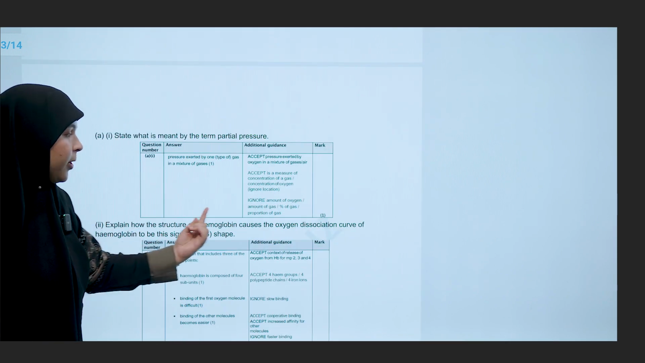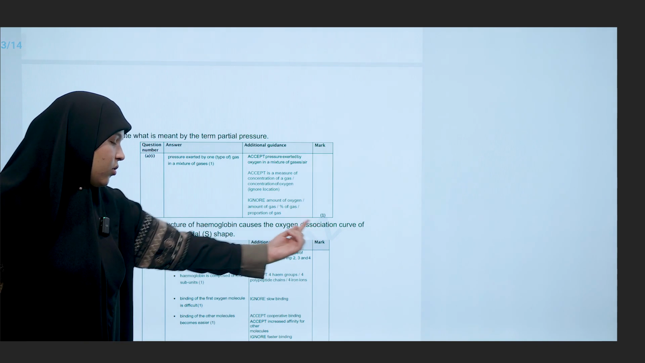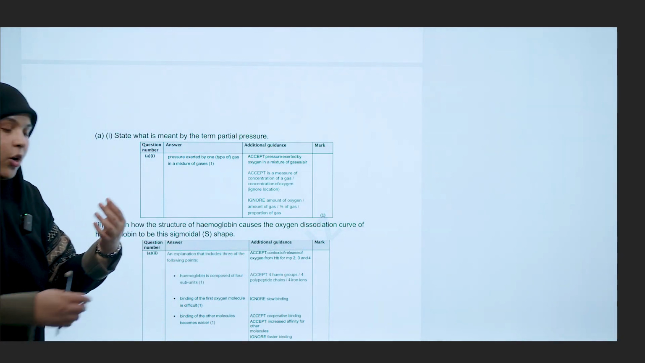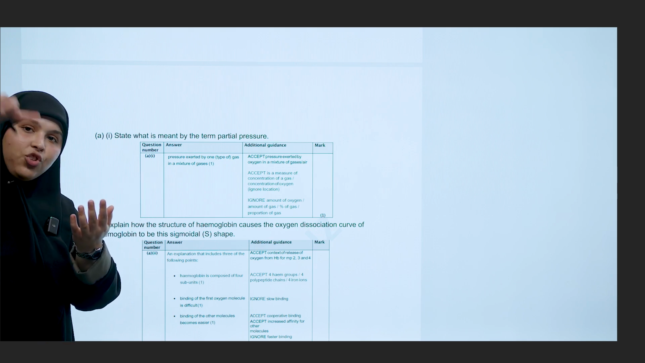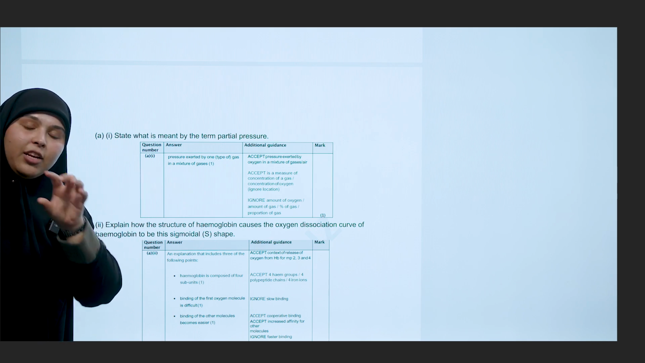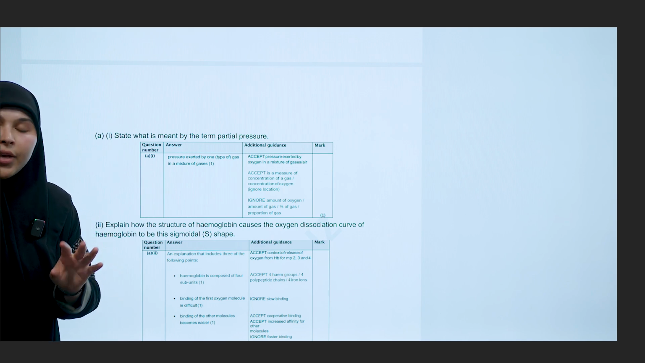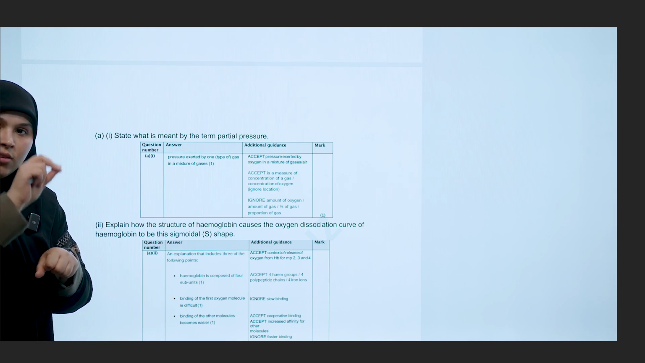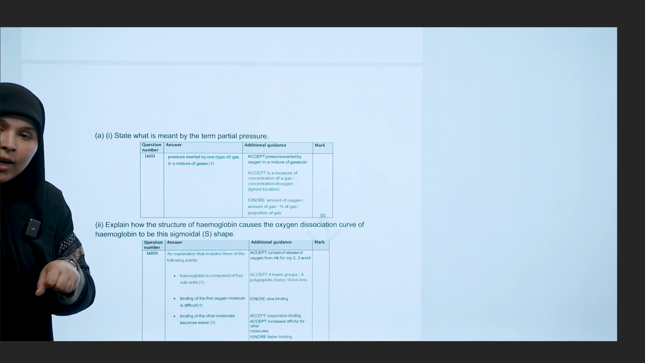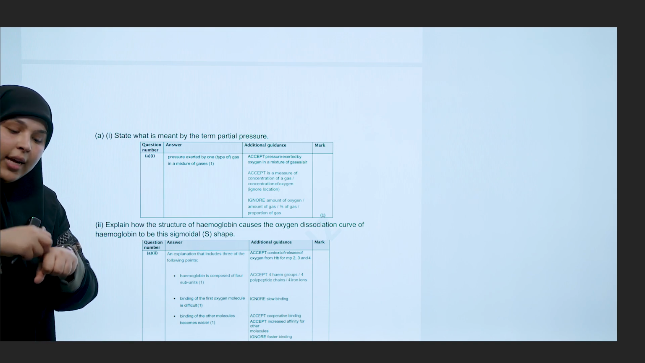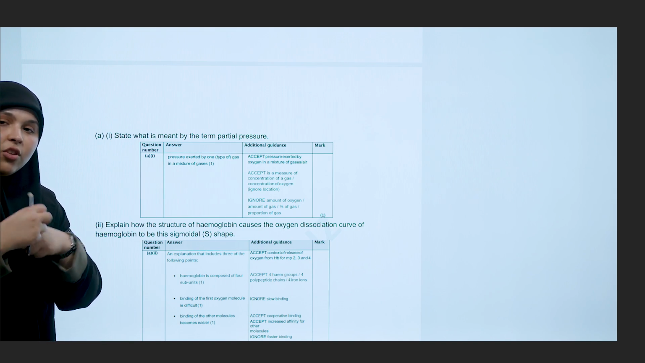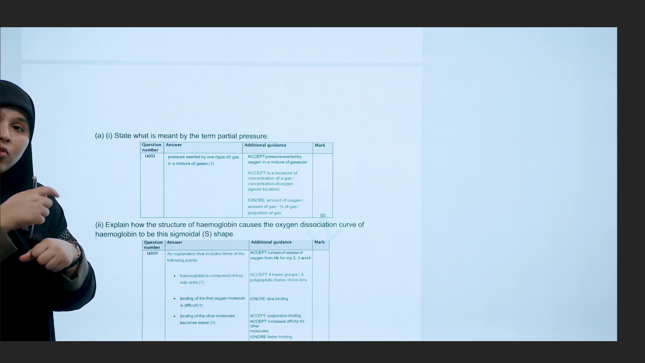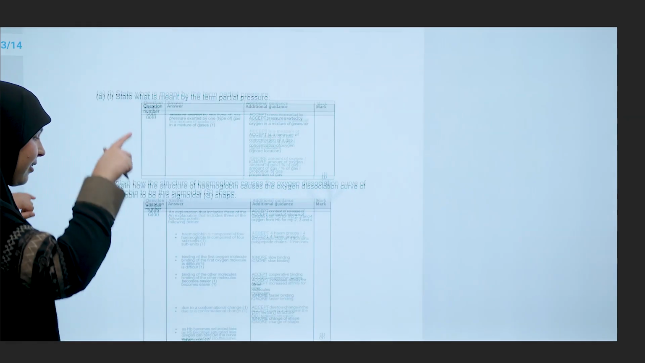Explain how the structure of hemoglobin causes the oxygen hemoglobin dissociation curve to be this sigmoid shape. What did we talk about? As we said, the shape of this curve is not a linear curve because we're having the cooperative binding phenomenon. And this is because the binding of the first oxygen is difficult to the subunits, the 4 subunits of the hemoglobin. Once the first oxygen binds, it's going to cause a conformational change in the shape of hemoglobin. This will cause the other oxygens to bind easier, and then it will flatten out.